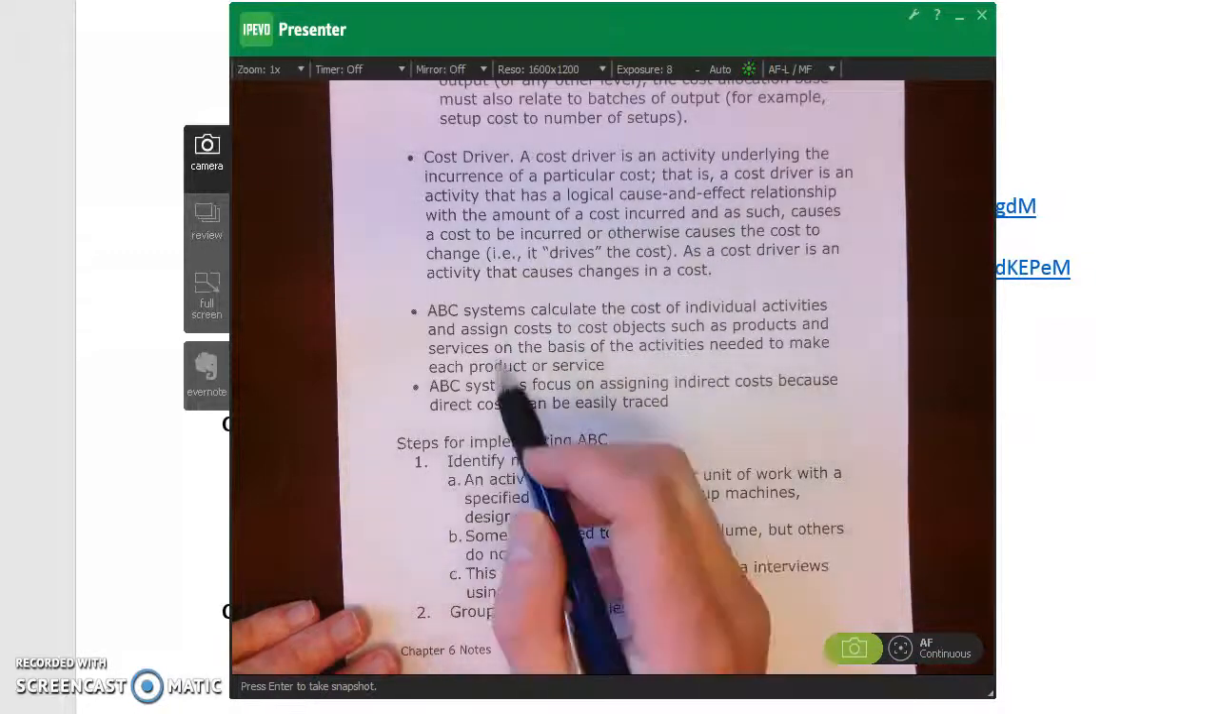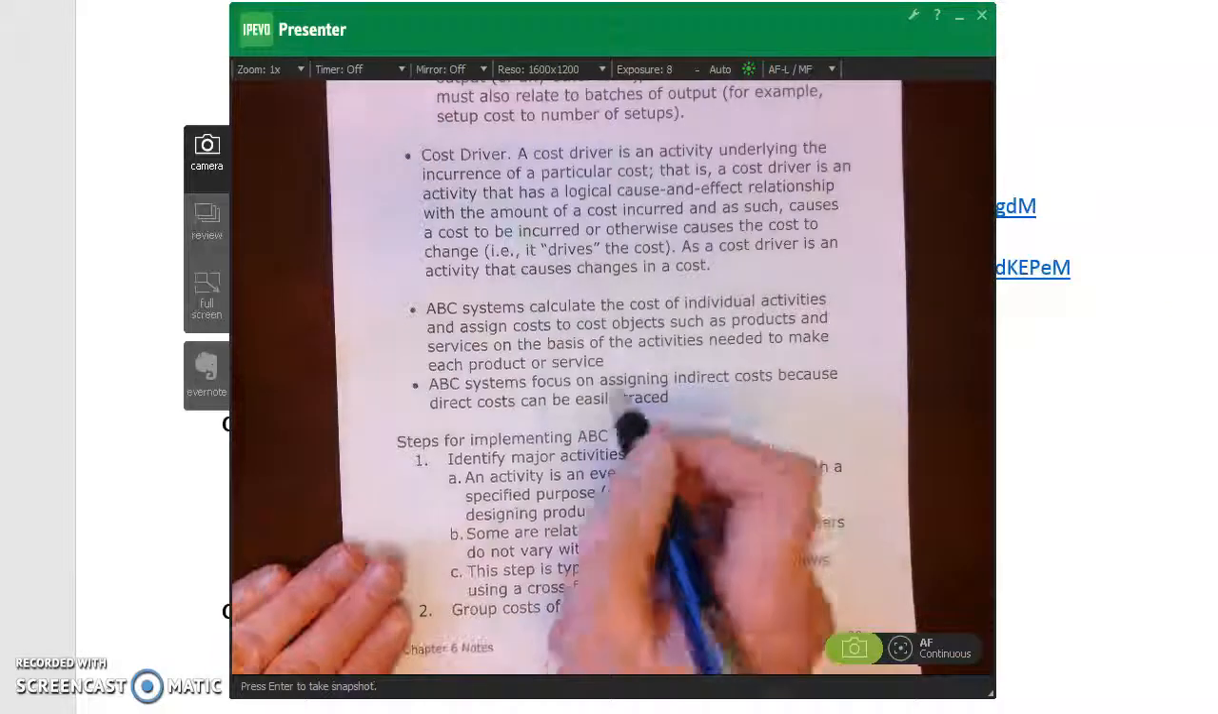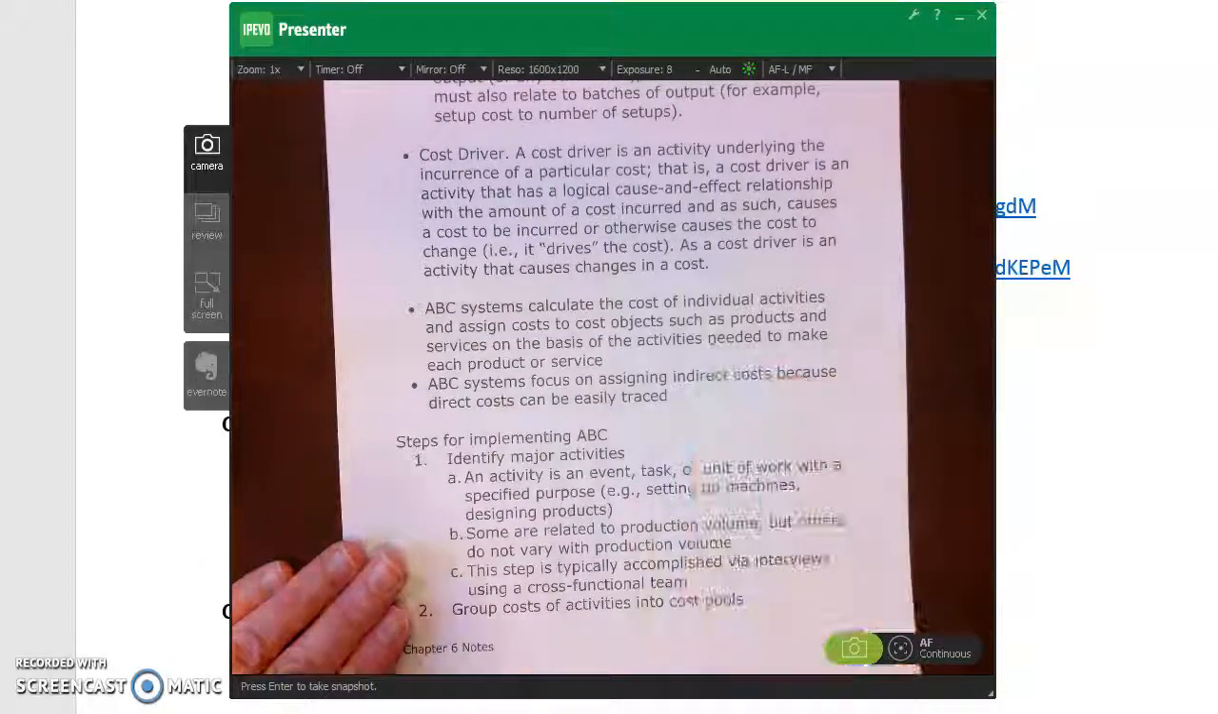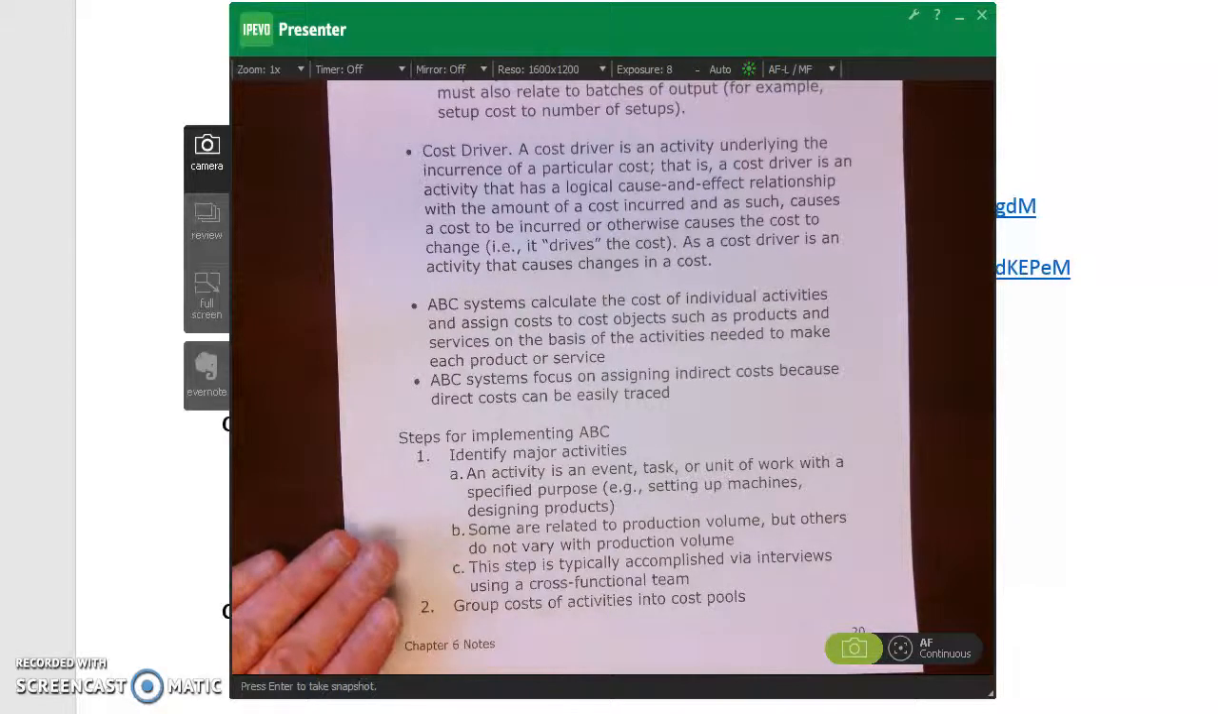So basically what this is saying is we're going to go through and we're going to calculate the rate for each overhead cost pool. And then we're going to multiply that rate times the amount of allocation base used. Very similar computations as what we did back in chapters 2 and 3 with allocating or applying manufacturing overhead. Okay? The actual computations are pretty similar.